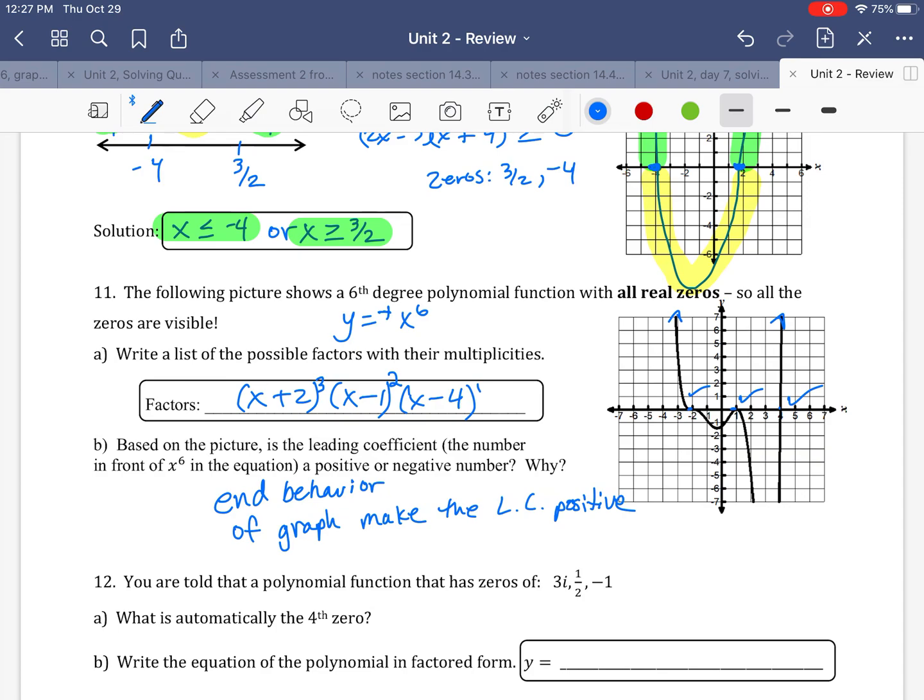Okay, so remember that if something is an odd power, like let's say you had x to the 5th and there was a positive here, remember the right side would go up and the left side would go down. If it was an odd power but had a negative in front, then it would switch around. The right side would go down and the left side would go up. And even if it was an even power like this guy, but it was negative in front, both ends would go down.